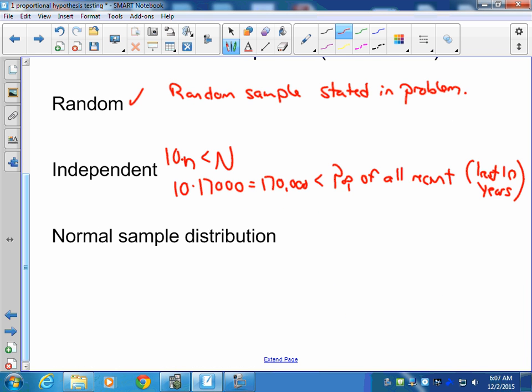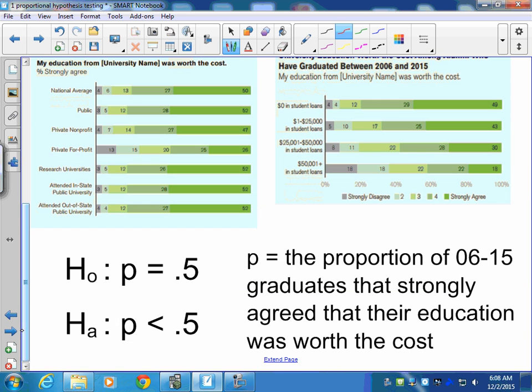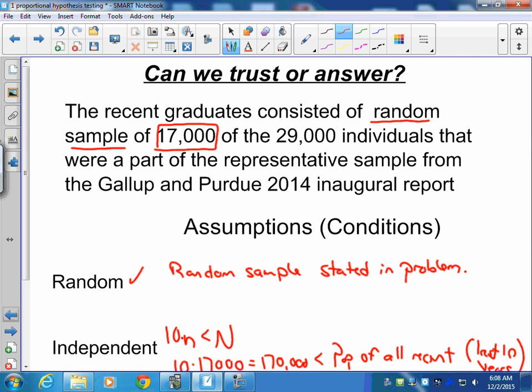Normal sampling distribution. Once again, when we're talking about proportional problems versus mean value problems, we have to do our n times p greater than or equal to 10, n times 1 minus p greater than or equal to 10. When we're dealing with the size of these values, we're going to have to look at what is the proportional value that we're looking at. So we'll jump and just real quick look at our null hypothesis, because that's going to give us our proportional value that we're going to test.